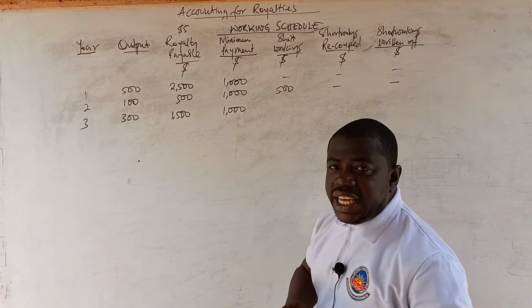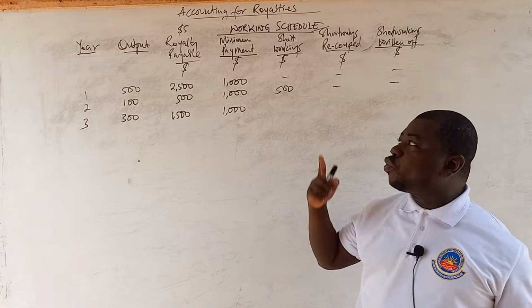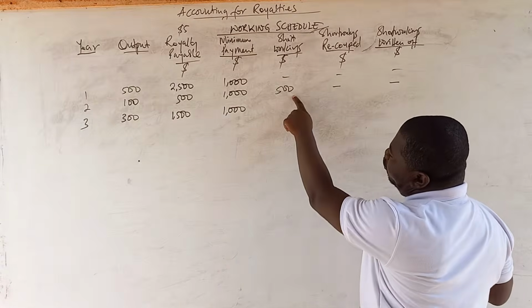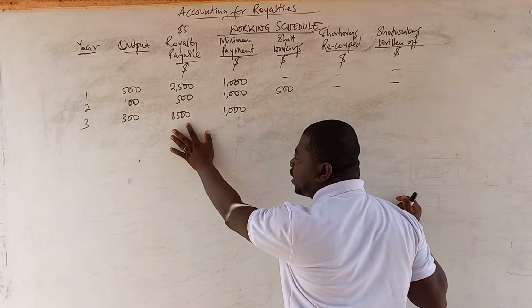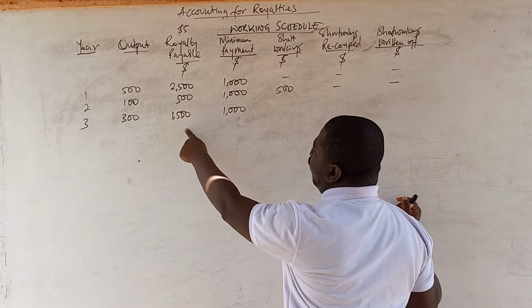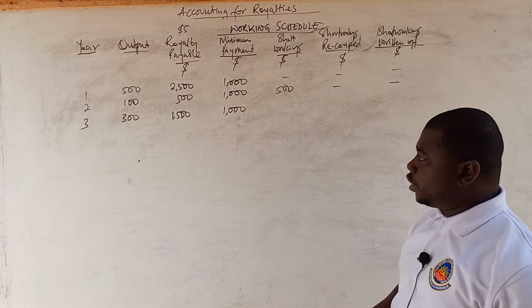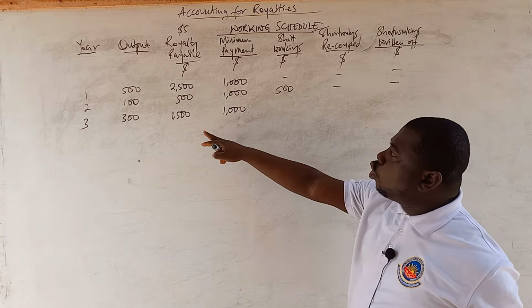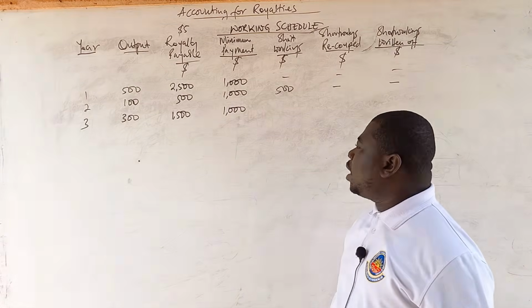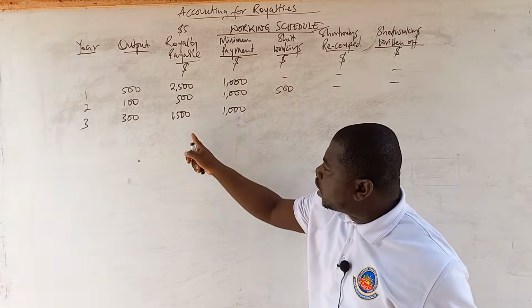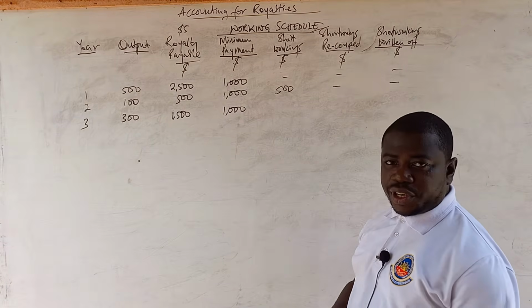So you see that if the agreement allows you to recover or recoup short workings in the subsequent year, then this 500 could be recouped because the difference here is exactly 500. And the $500 can recoup the previous year's short workings. So even though royalty payable is 1,500, in the accounts we'll end up paying only 1,000 to the landlord because the extra 500 will recoup the previous year's short workings.